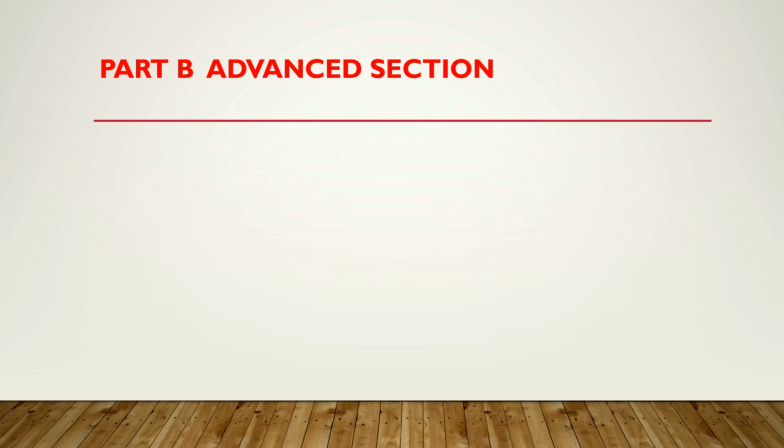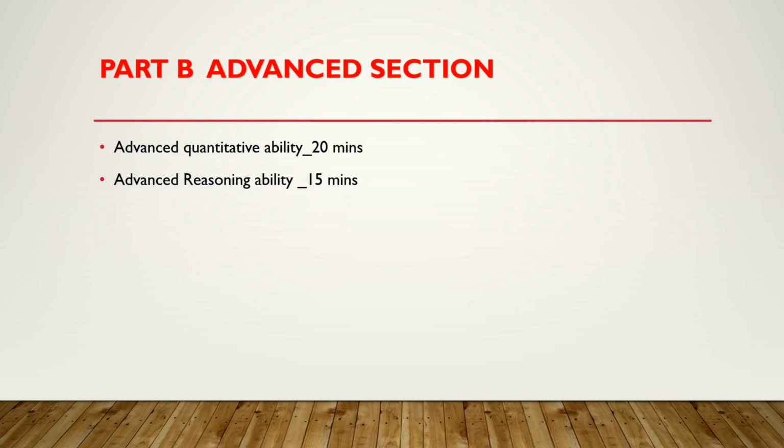And here is your part B, which is the advanced section. It is more important for digital aspirants. Here the first section is advanced quantitative ability. Here also TCS has not revealed the number of questions they would ask, but they said there will be 20 minutes. You need to solve the number of questions that they have given. The second section is advanced reasoning ability for 15 minutes, and for the advanced coding section you will be given 55 minutes.